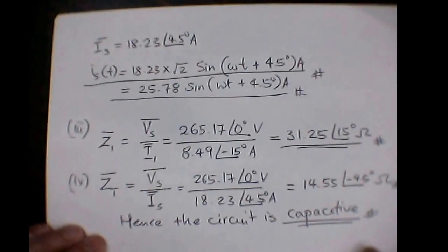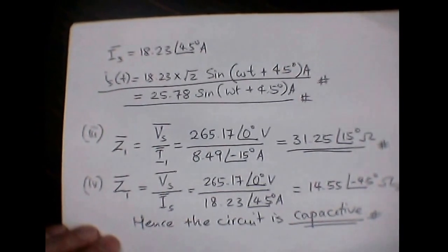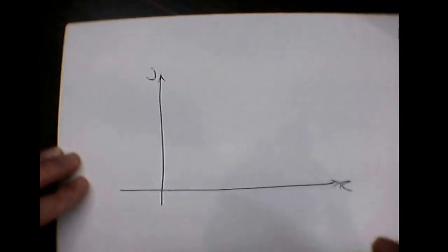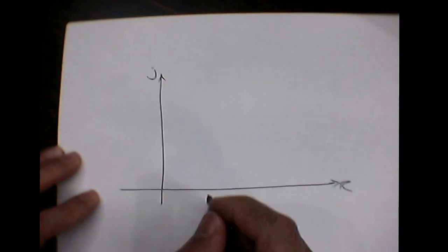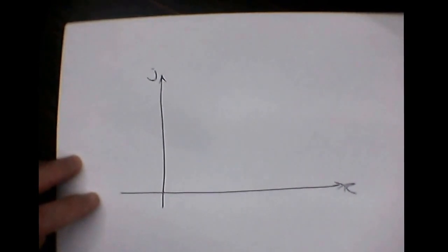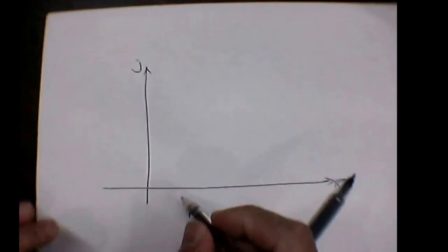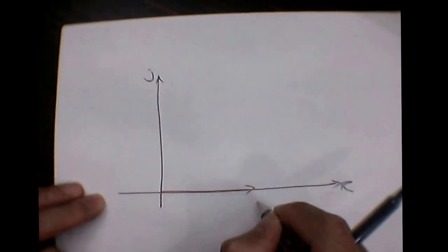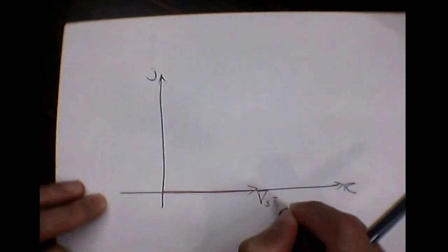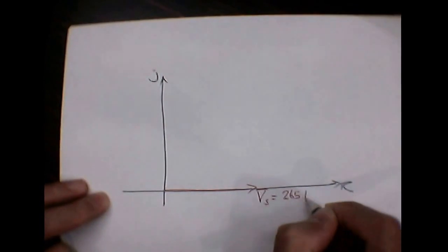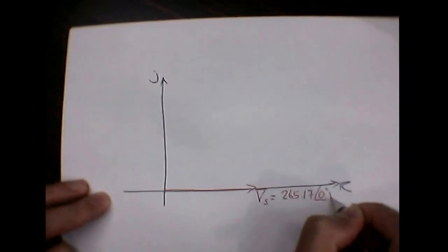Now, part 4 requires us to sketch the phasor diagram. Right? To sketch the phasor diagram, we have the vertical j-axis and the horizontal real axis. Vs is at 0 degrees, so Vs would be drawn in the horizontal direction. So this is Vs with a value of 265.17 at the angle of 0 volt.